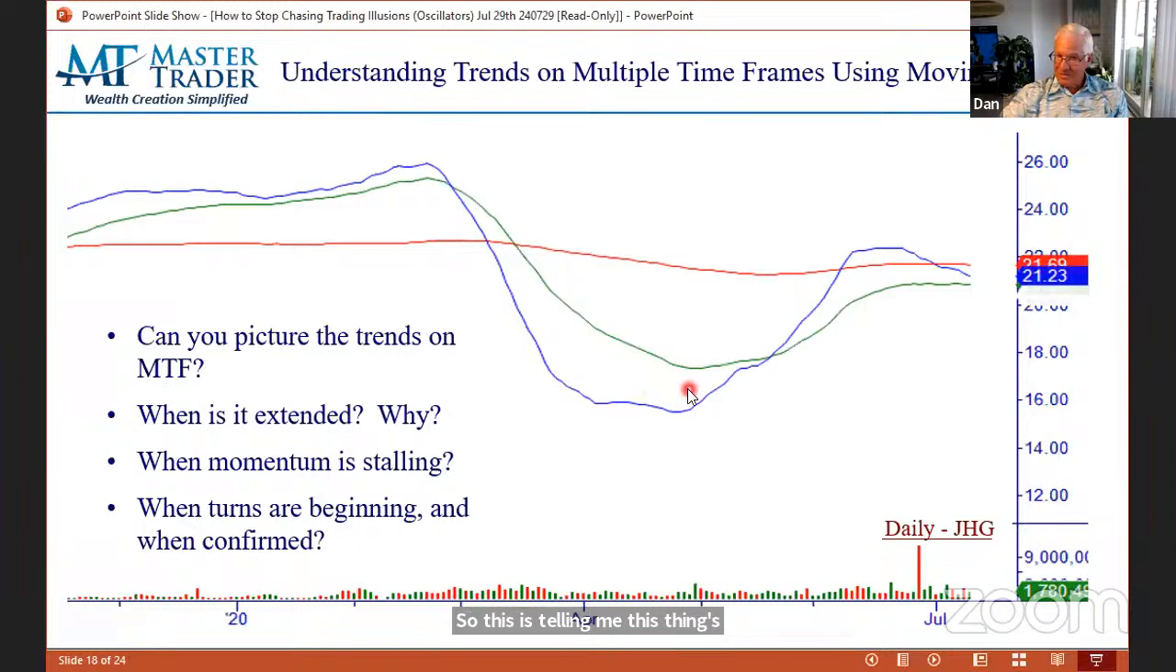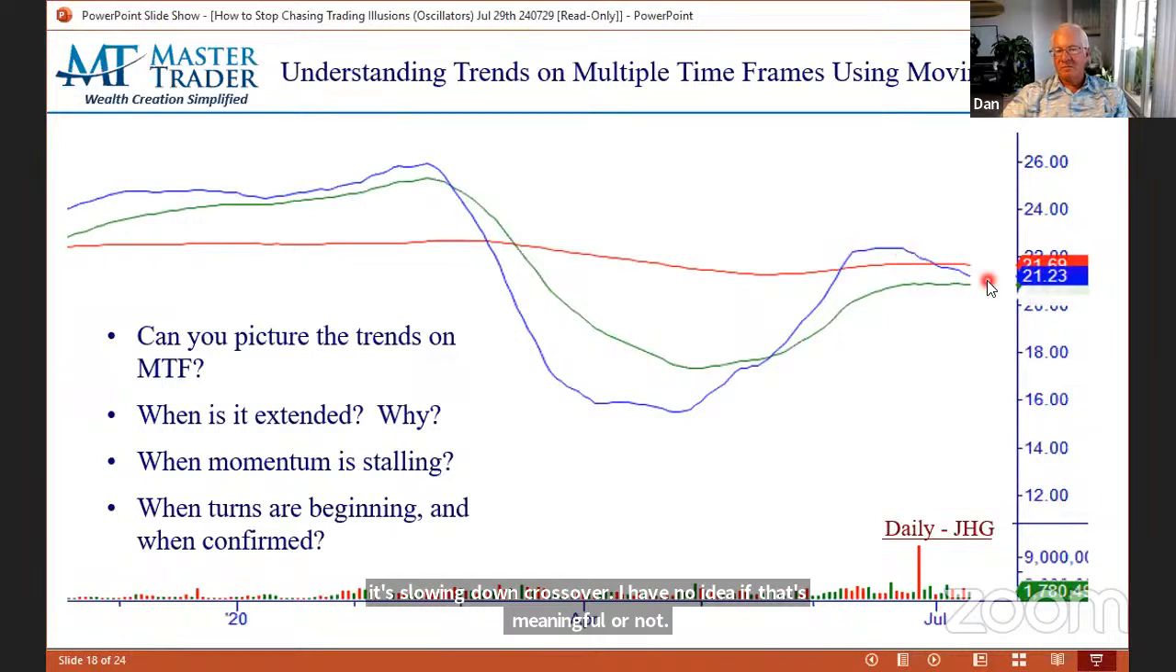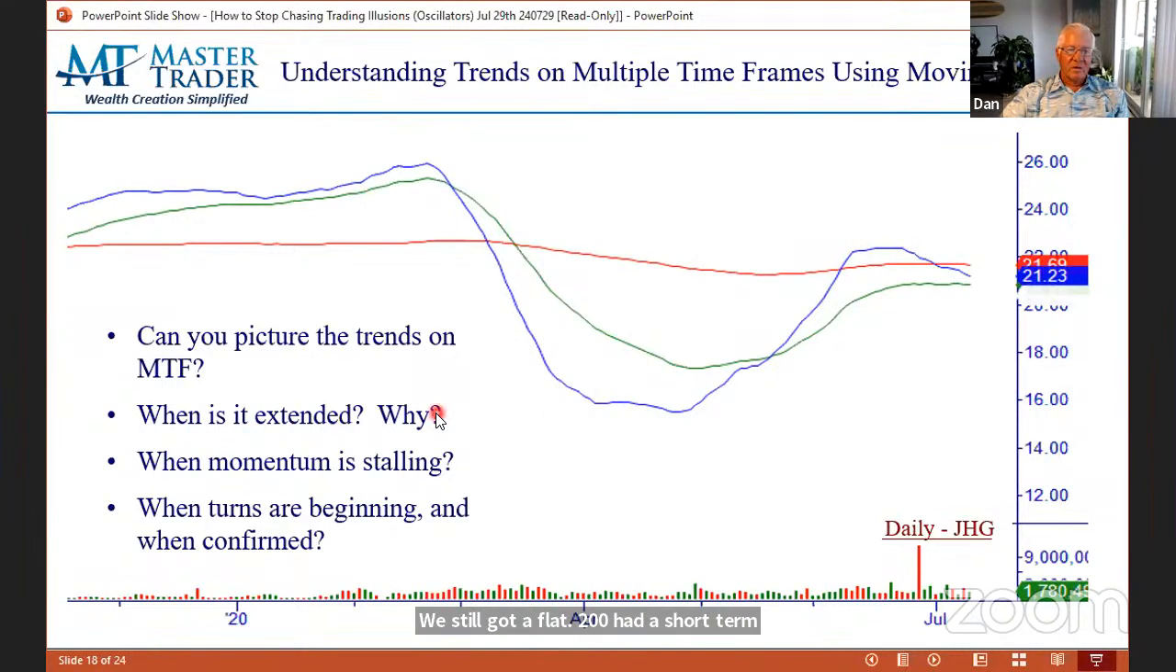And now it's slowing down, crossover. I have no idea if that's meaningful or not. We still got a flat 200, had a short-term rally. When is it extended? When is momentum stalling? When are the turns beginning and confirmed? So just a couple questions. Do these help?